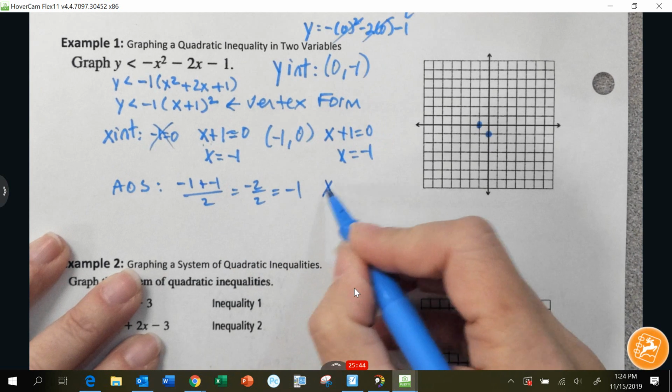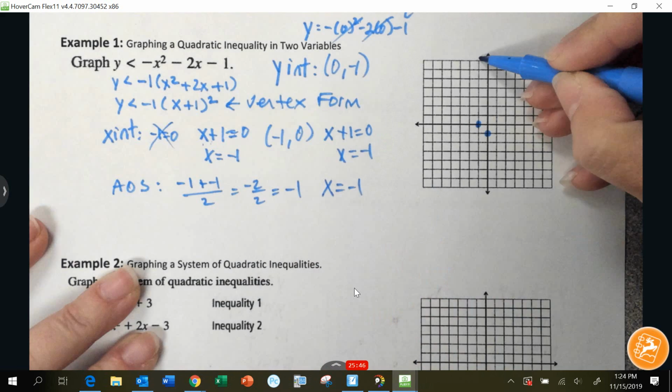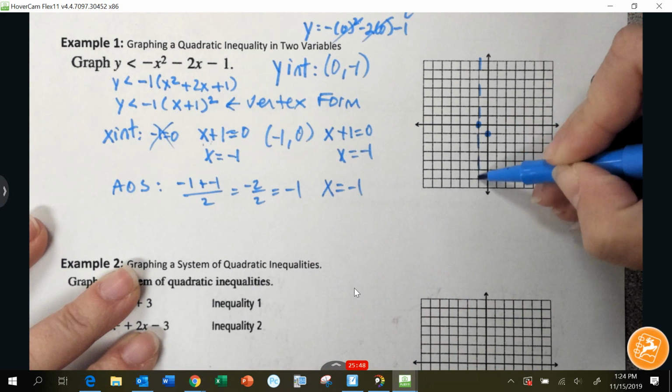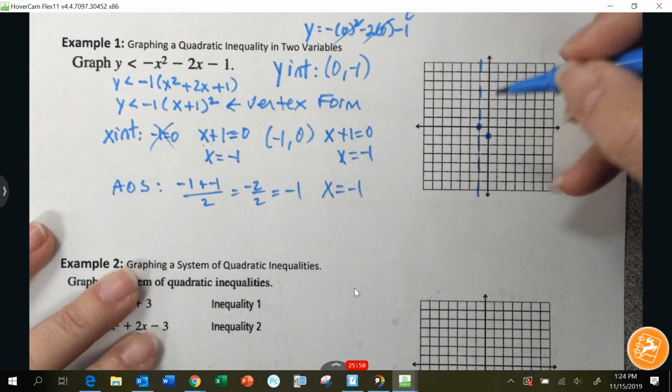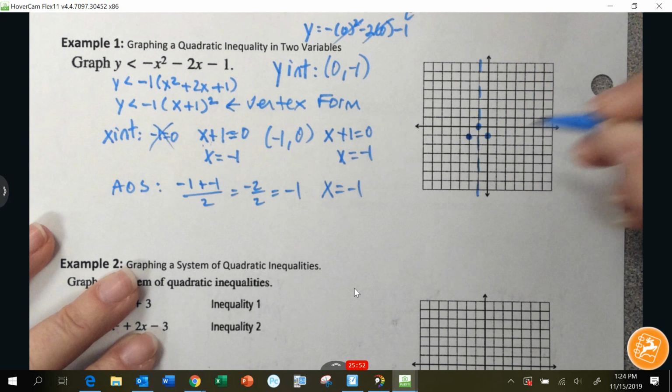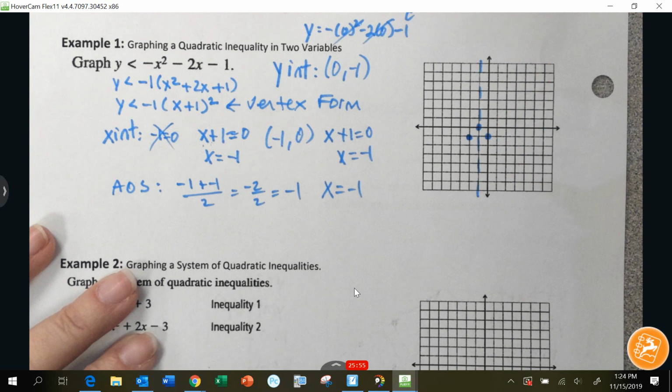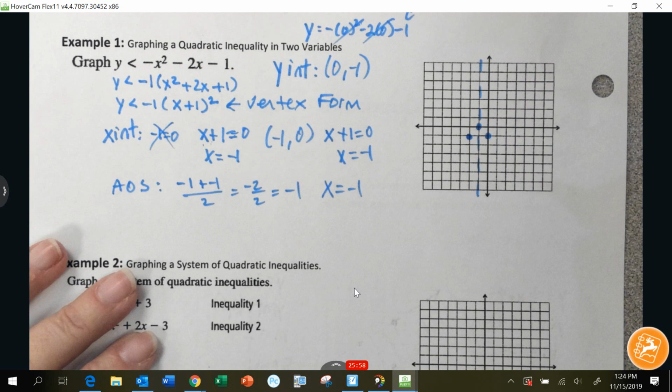So I got x equals -1. That goes right here. So once I have my axis of symmetry, then I can find a mirror point for the y-intercept. Katie, you look like you're thinking really hard over there.